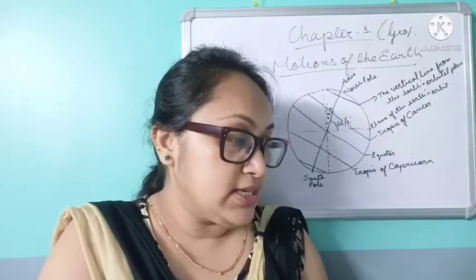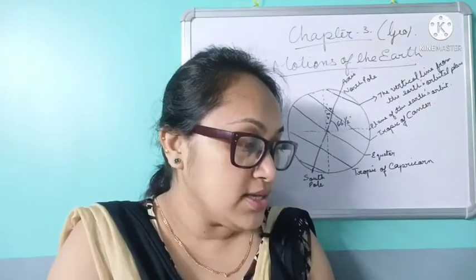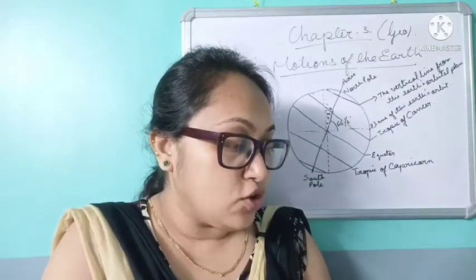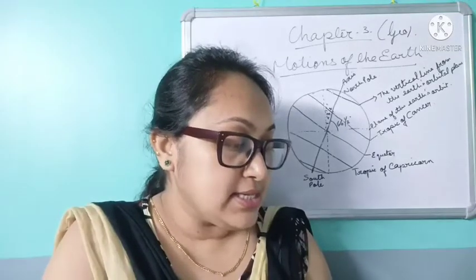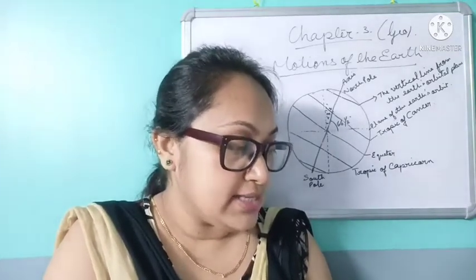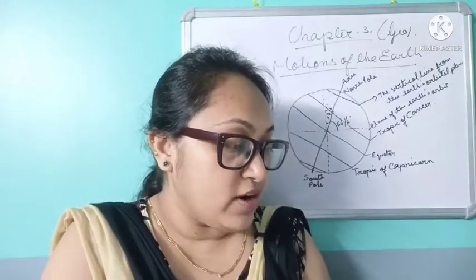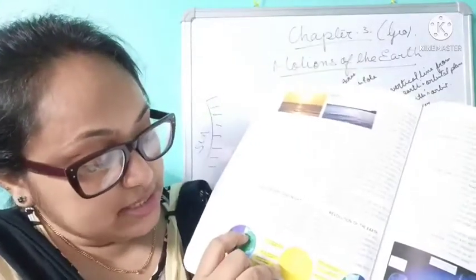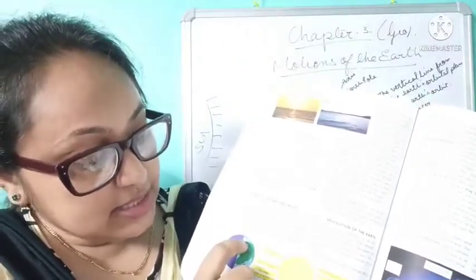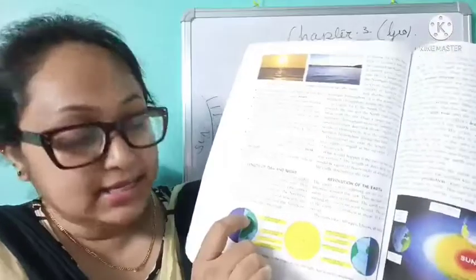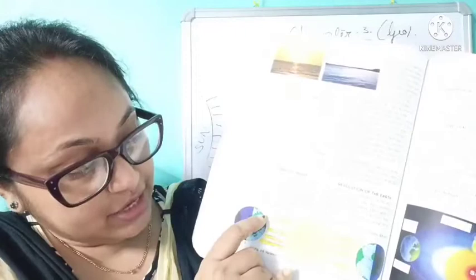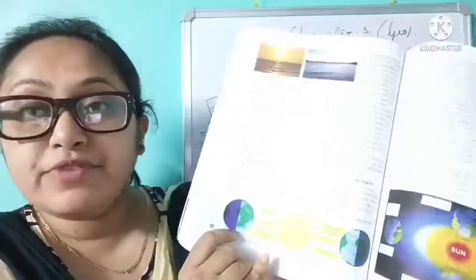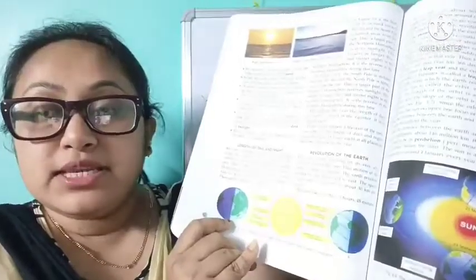In Figure 3.6a, the north pole is inclined toward the sun and the south pole is turned away from the sun. Thus, a larger part of the northern hemisphere receives sunlight. This results in longer days and shorter nights in the northern hemisphere. It is the reverse in the southern hemisphere during this time. That means this portion is receiving full sunlight and will have longer days, while the southern hemisphere, because of the inclination, will be facing darkness more.